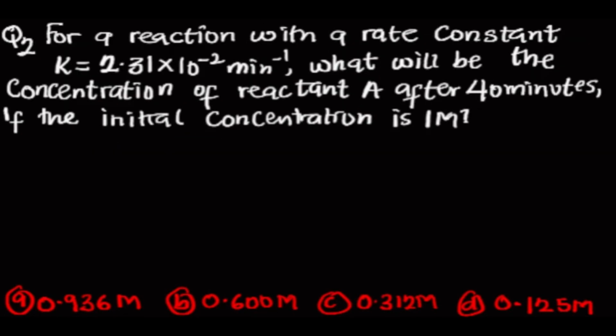The next question I'm having here says, for a reaction with a rate constant of 2.31 multiplied by 10 raised to the power minus 2 per minute, what will be the concentration of reactant A after 14 minutes if the initial concentration is 1 molar?